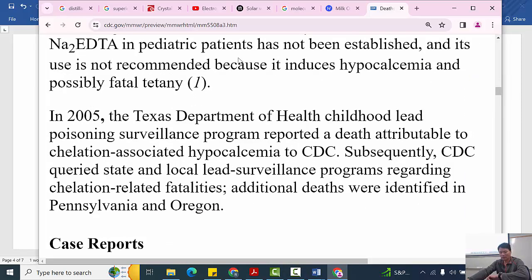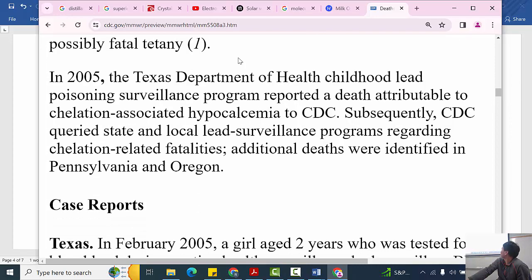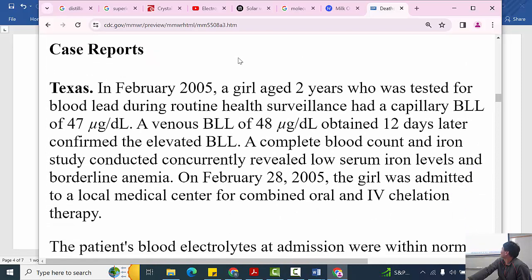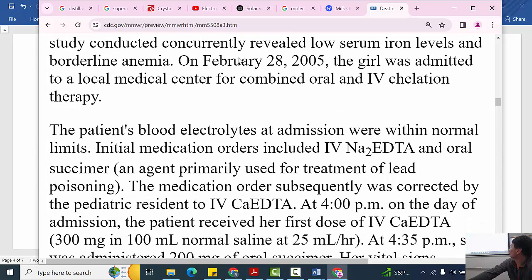So here's a case study. In 2005, the Texas Department of Health reported this. February 2005, a girl aged 2 years who was tested for blood lead during routine health surveillance had a capillary blood lead level of 47 micrograms per deciliter. A venous BLL of 48 micrograms per deciliter obtained 12 days later confirmed elevated BLL. So the patient went in for chelation therapy.